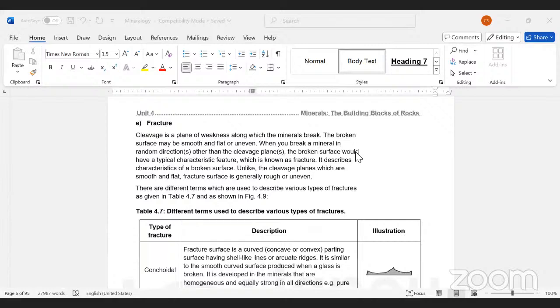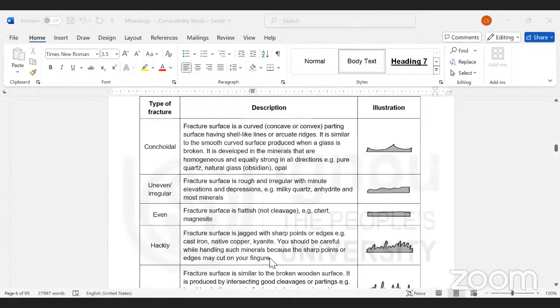The fractures you see here are sometimes even, uneven or subeven. Based on that, the fracture will be defined, and the fracture surface, if flattened, has no cleavage. The best examples for this are chert and magnesite. Uneven or irregular fractures we can also see sometimes. If you break it, it will break into different parts or different angles, so it is known as uneven.